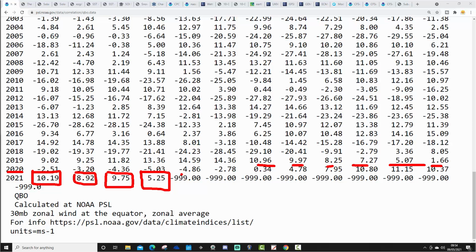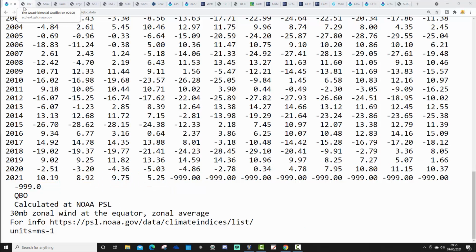That's what our analogues for the summer update are based upon, an easterly QBO transitioning summer. So as we fill in these numbers for May, for June, for July, for August, we may see negative numbers starting to appear if we are indeed beginning to transition from a westerly to an easterly QBO.